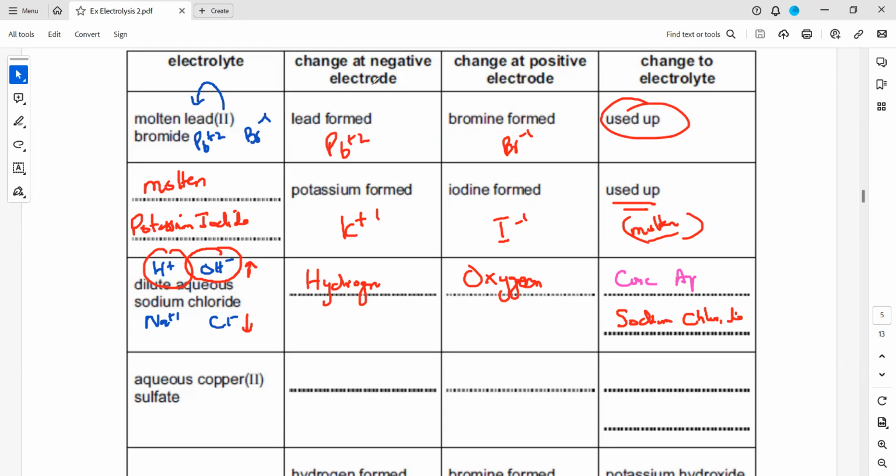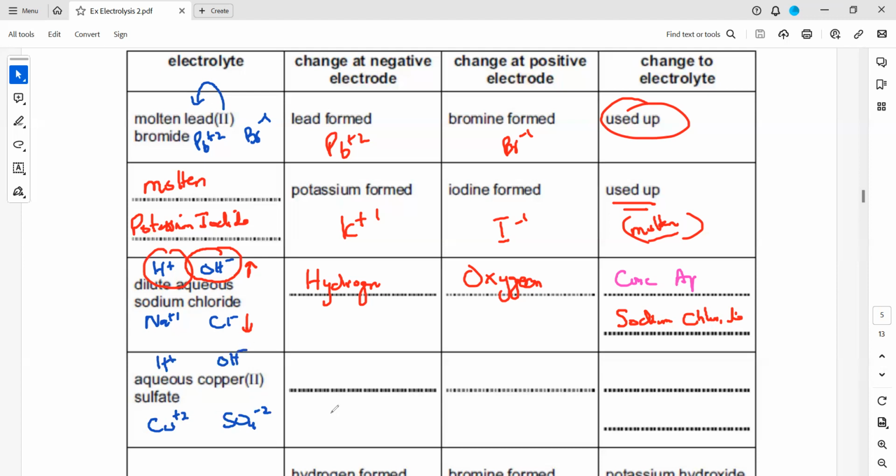The next one, we have aqueous copper(II) sulfate. Why is it not written dilute or concentrated? Because it does not make a difference, as sulfate ions never move. So what are the ions present? We have the copper(II) ion, the sulfate ion, the H+ ion and the OH- ion.